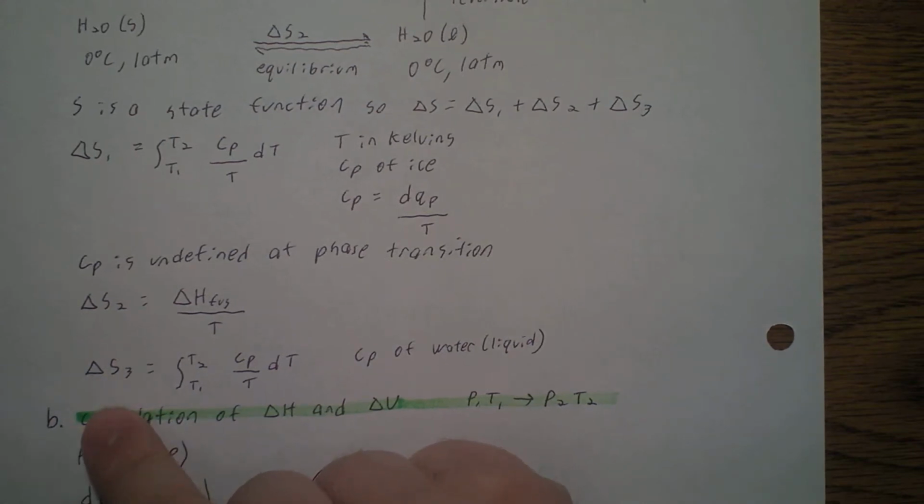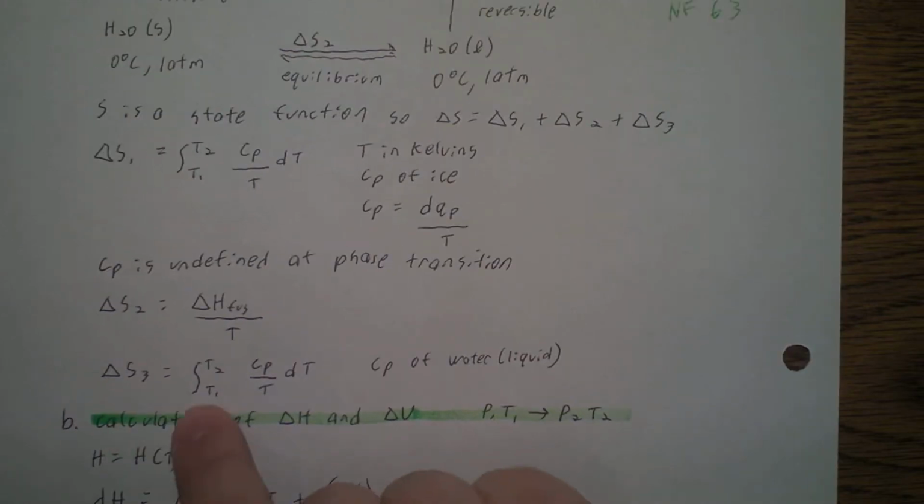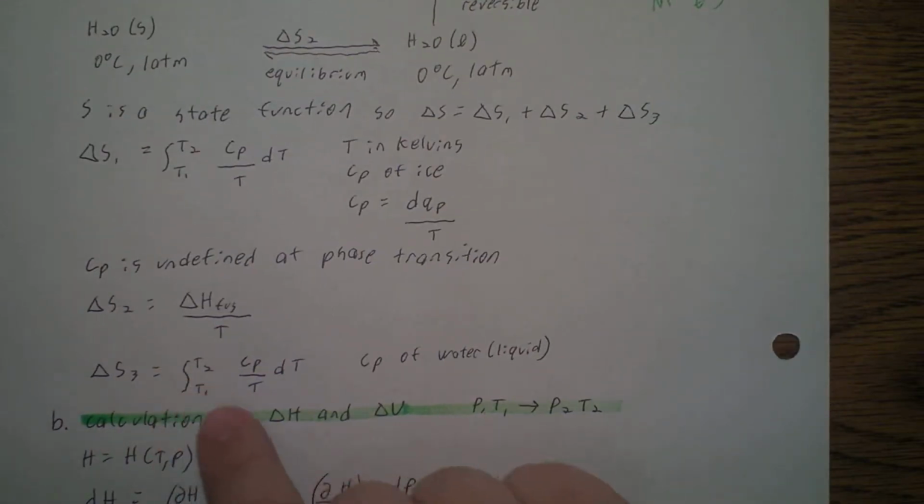And then for the third segment, when the water is being heated back up to 5 degrees Celsius, we have the integral from temperature 1 to 2 of C_P, the heat capacity at constant pressure for liquid water, divided by temperature, with respect to temperature.